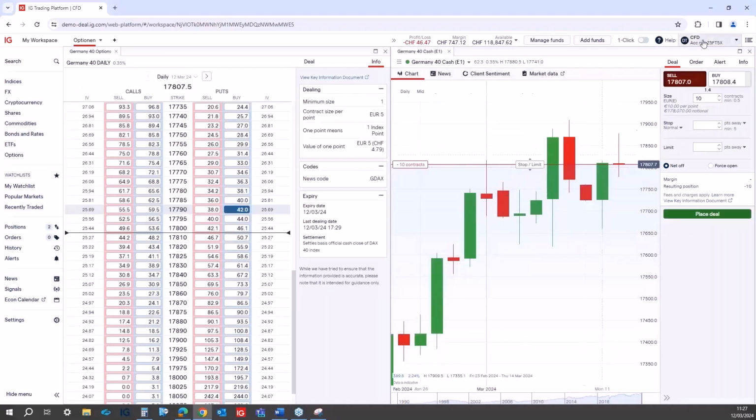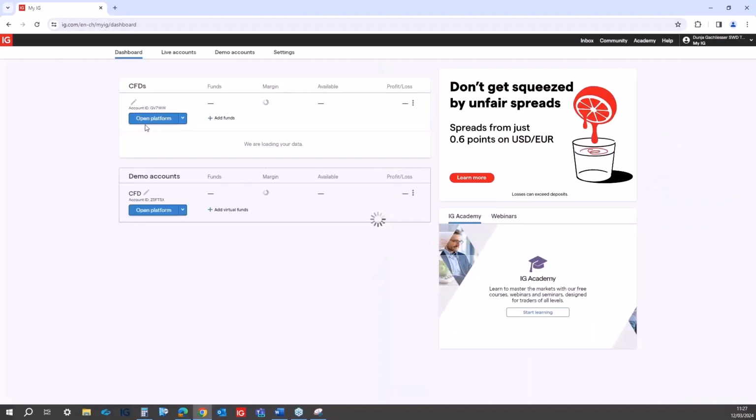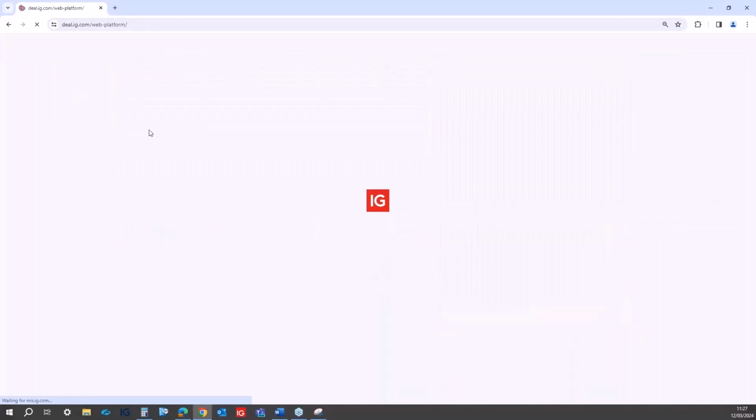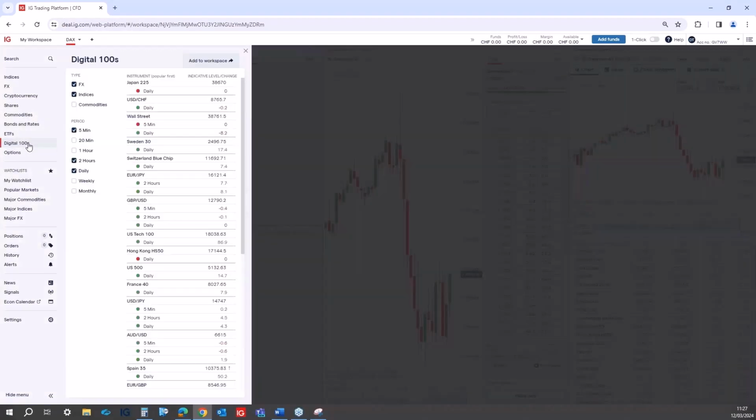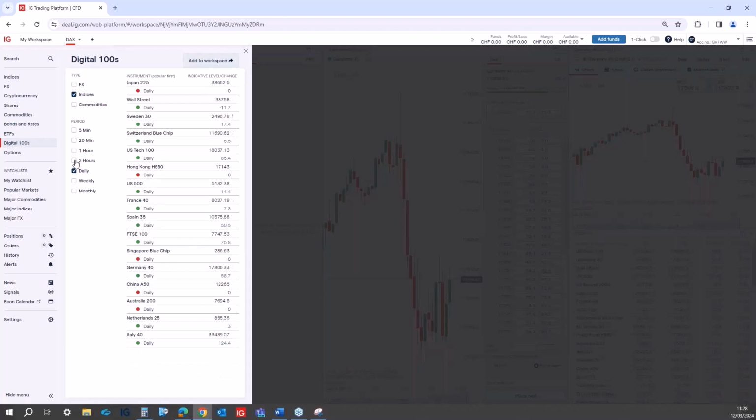What I want to show you lastly, and I'm going to quickly switch my profile in order to see that as well, because we only show it in live environment and not in demo space, is the so-called digital 100. You see that above options, and maybe some of you have clicked into it. We're not really sure what it is. A very brief explanation here. Digital 100s are so-called binary options. So it's basically a question you ask yourself that you can answer with a yes or no, and you take an action. So let's take, for example, again, the indices, and let's take a daily expiry.